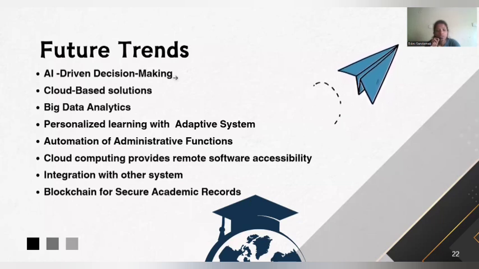Administrative tasks such as student enrollment, grading, scheduling, attendance tracking, and communication with parents are being increasingly automated. This reduces manual workload, minimizes errors, and allows educational institutions to focus on delivering quality education. Automated chatbots and virtual assistants are also being used to answer student inquiries, improving engagement and response times.